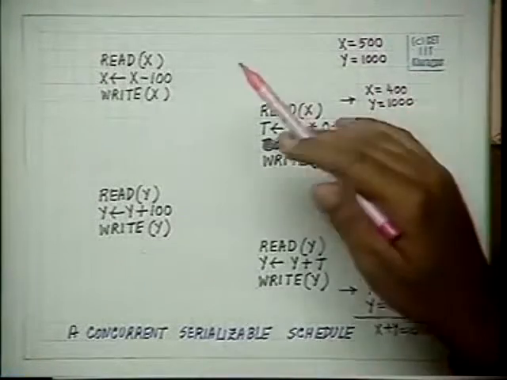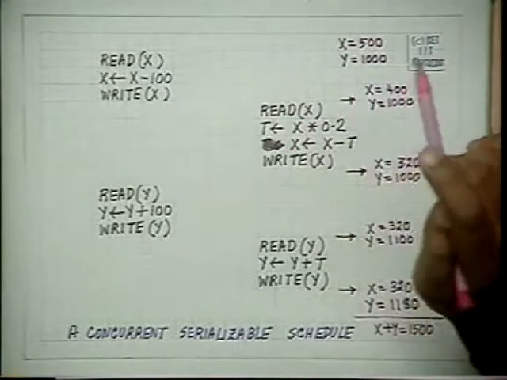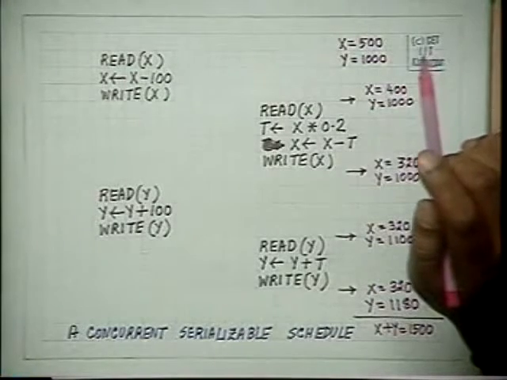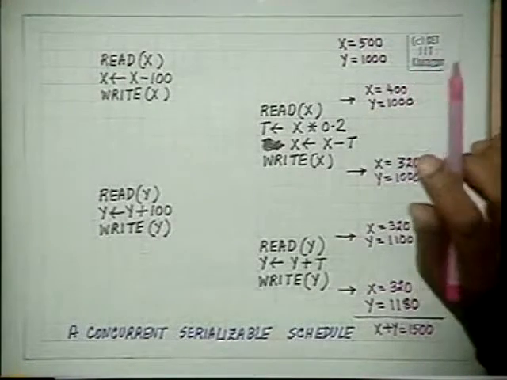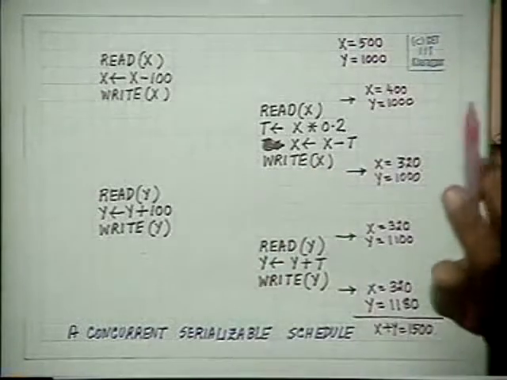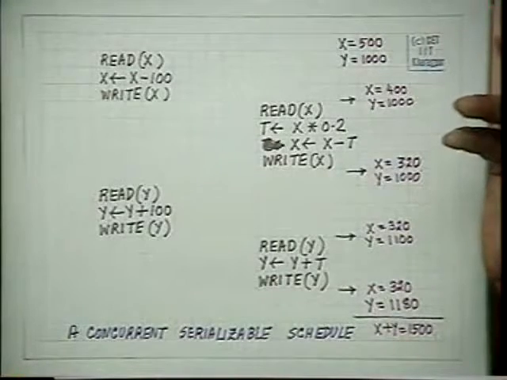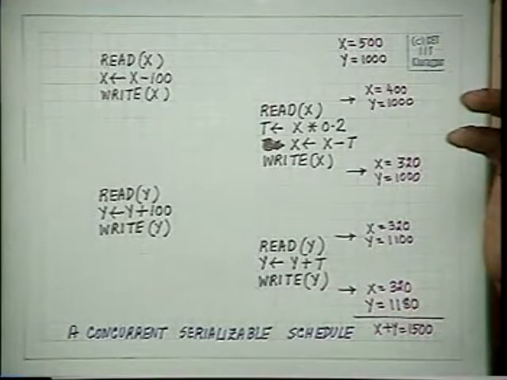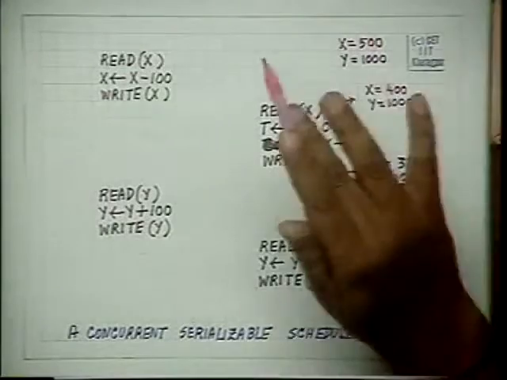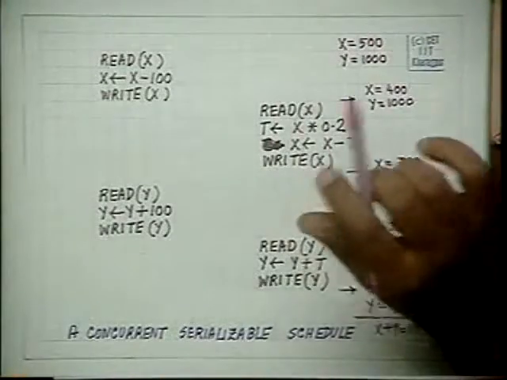Now among these, there is a consistency criteria. The consistency criteria says that when two transactions are executed concurrently, then x plus y should remain the same. That is the consistency criteria of each of them. Whatever be the result, I don't care, but this consistency criteria must be maintained. Now let us see this example.